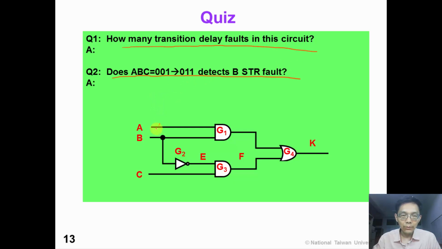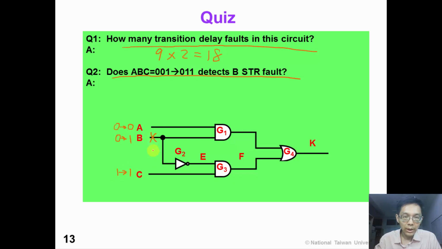So we have 1, 2, 3, 4, 5, 6, 7, 8, 9 different nodes, times 2. So we have 18 transition delay faults in this circuit. Now for question number 2, we apply 0 for input A, 0 to 1 for input B, and 1, 1 for input C.